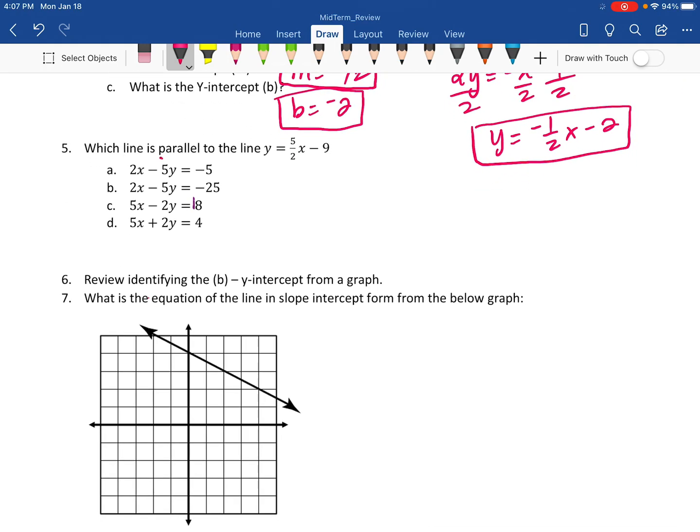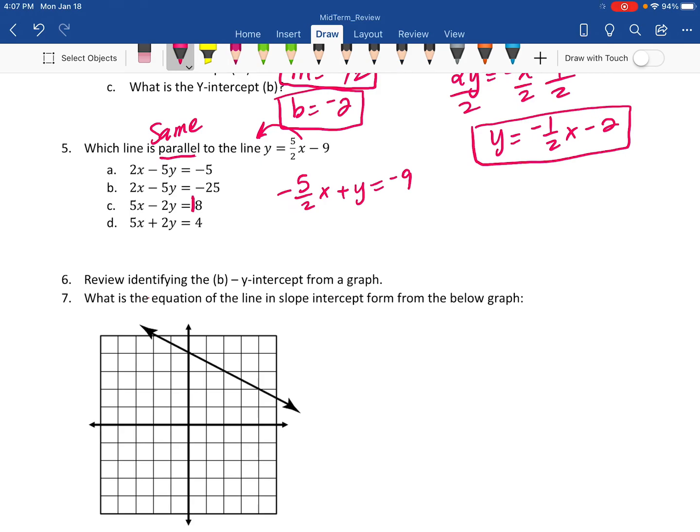Which line is parallel? As a reminder, that's going to be the same slope. So the easiest way to handle this is to move that into standard form, because all our answer choices are in standard form, meaning that x and y are on the same side. So this is going to be 5/2 x plus y is equal to -9. Actually, that should be minus. All of these signs are going to switch. And this answer choice C should be 18.